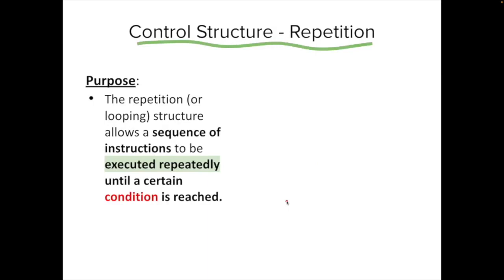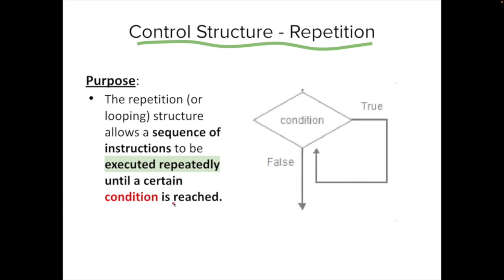Alright? Okay, let's look on repetition. Why we actually need repetition? So, repetition ni dia allows a sequence of instruction to be executed repeatedly until a certain condition is reached. Tengok gambar rajah ni. Dia nampak condition di mana bila condition is true, dia akan repeat on doing something. And then when the condition is already reached, dia akan keluar false, barulah dia akan stop. Itu maksudnya a certain condition is reached. Maksudnya bila condition tu dah jadi false, dia dah keluar daripada loop tu.